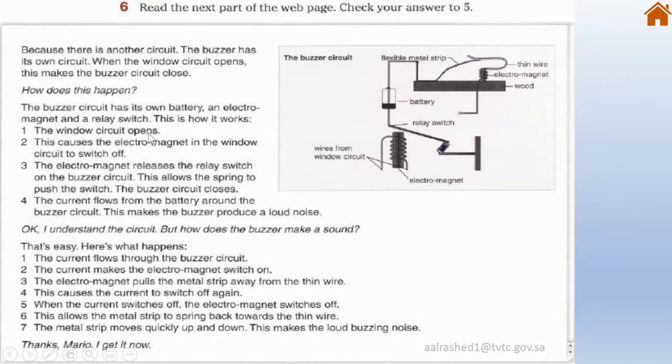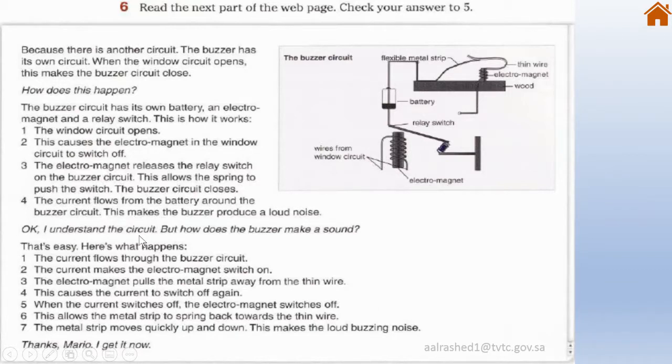When the circuit is open, this causes the electrical magnet in the window to switch off. The electrical magnet releases the relay switch on the buzzer circuit. This allows the spring to push the switch. The buzzer circuit closes. The current flows from the battery around the buzzer circuit. This makes the buzzer produce a loud noise.